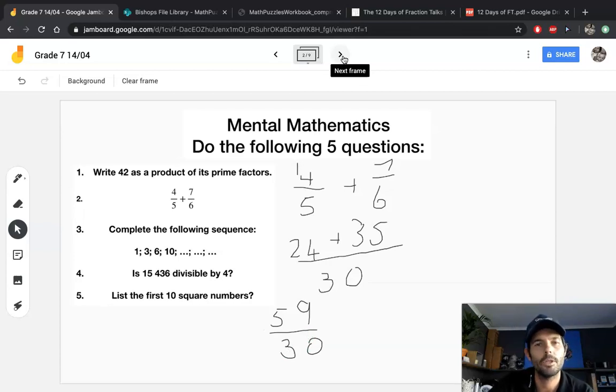Okay, if the question had said convert that to a mixed number, then you would have just said 59 divided by 30, and that's 1, and I'm left with 29 over 30.